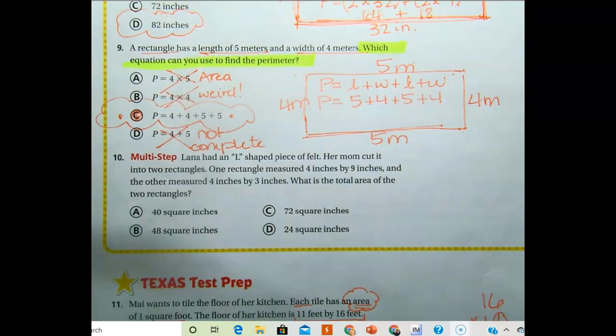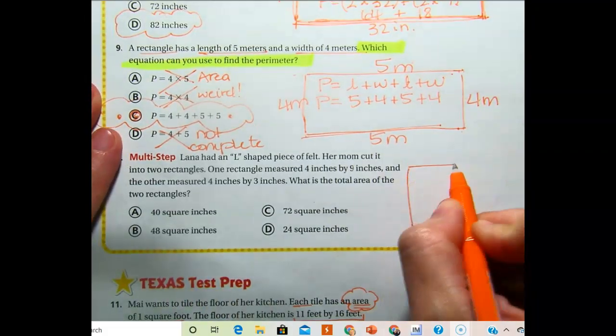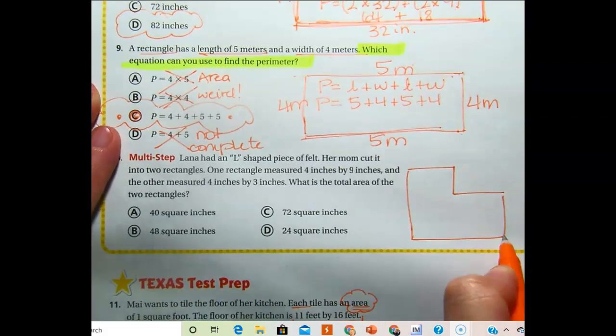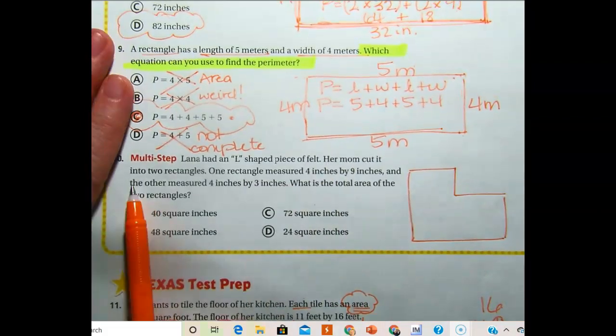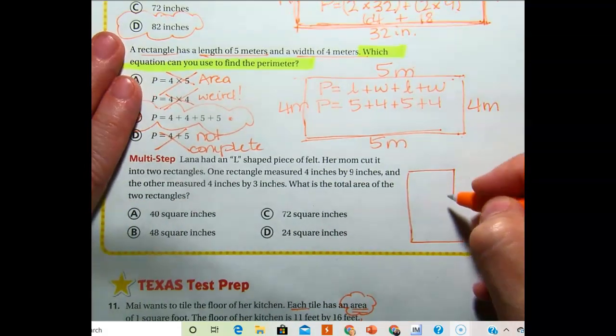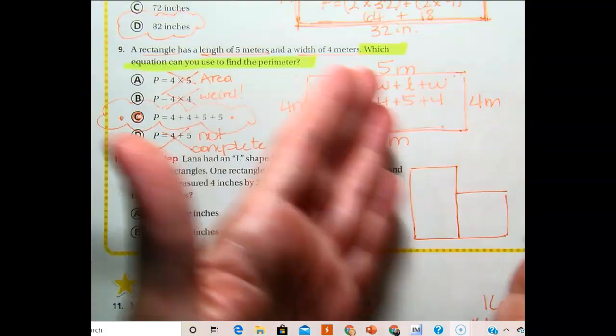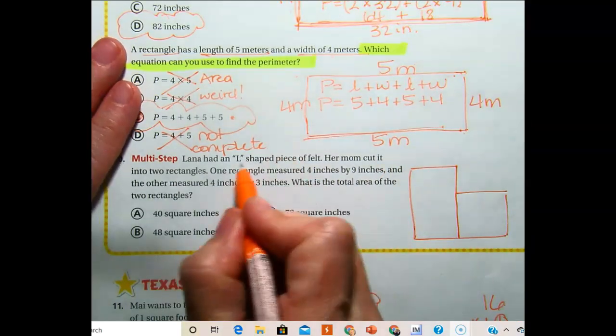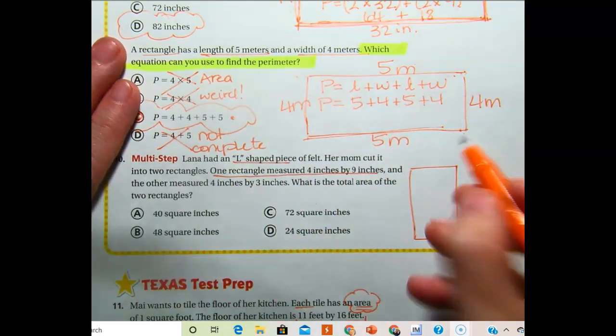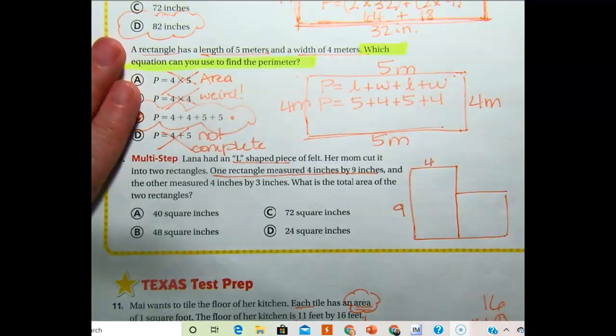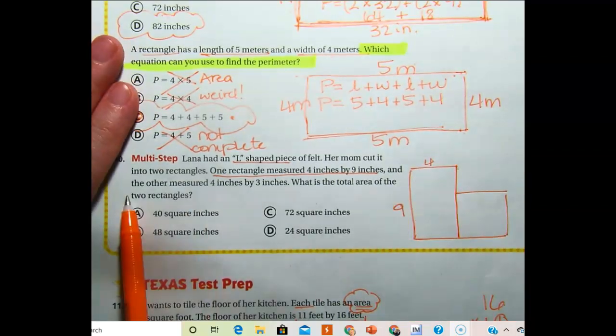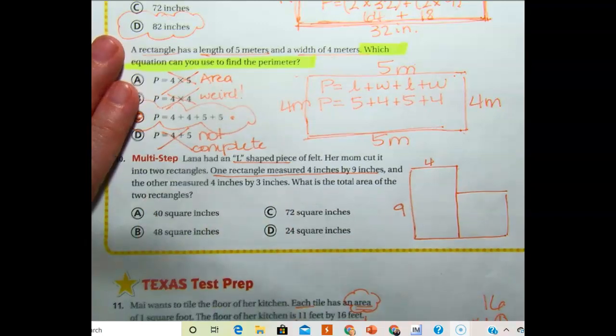Lana had an L-shaped piece of felt. Her mom cut it into 2 rectangles. This is like that irregular shape or that complex figure that we had on the previous page. Let's go ahead and draw that. If it's an L shape, looks like an L. Her mom cut it into 2 rectangles. Let's cut it just like we did in that previous one. 1 rectangle measured 4 by 9. So I'm going to go ahead and write 4 by 9 because this is smaller and this is longer. And the other measured 4 by 3.